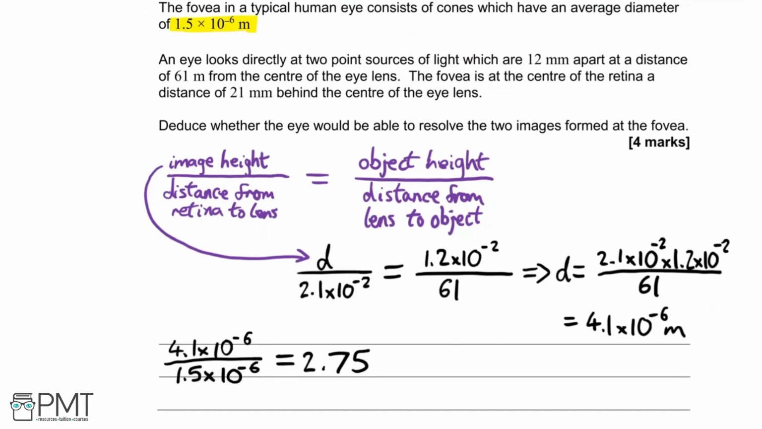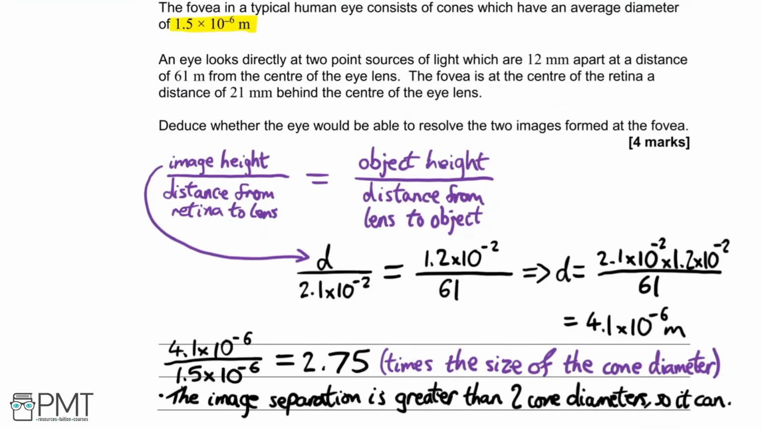So we end up with a ratio of the two of 2.75. So we're effectively saying that the image height will be 2.75 times the size of the cone diameter. So yes, the eye would be able to resolve these images because their separation is greater than 2 cone diameters.